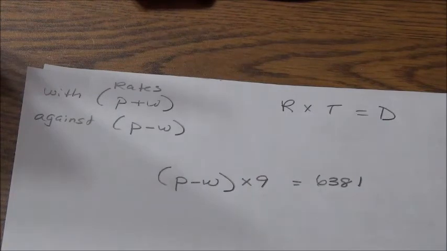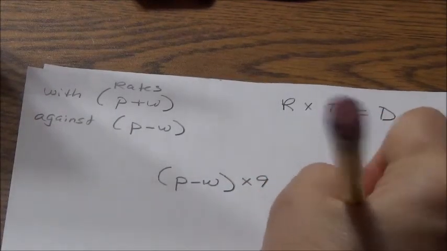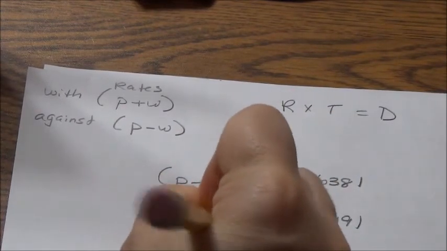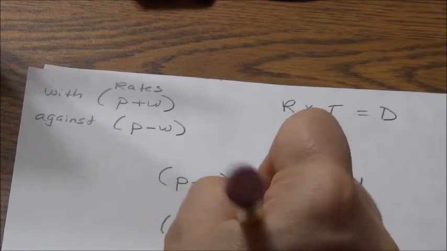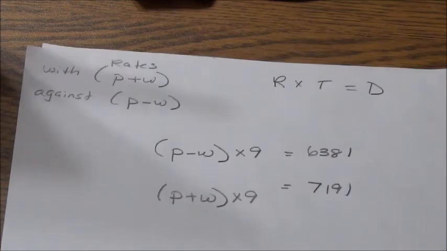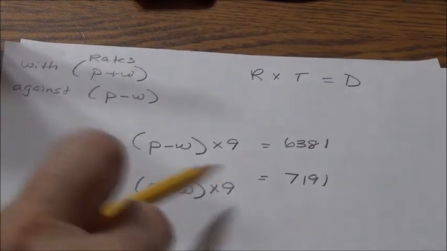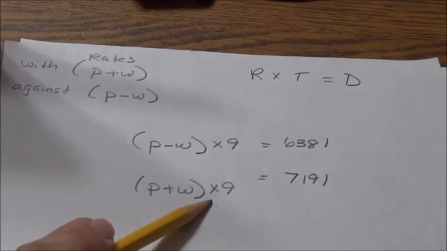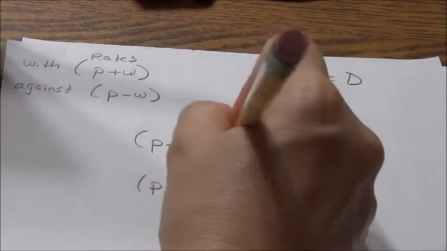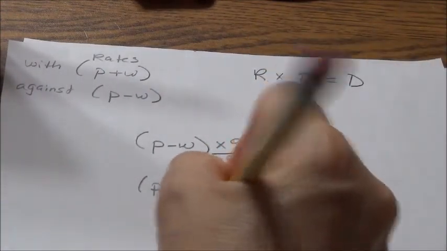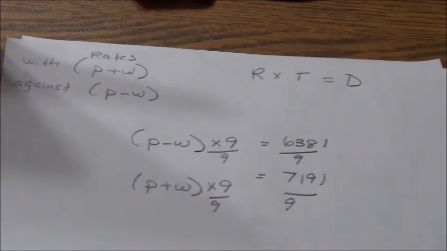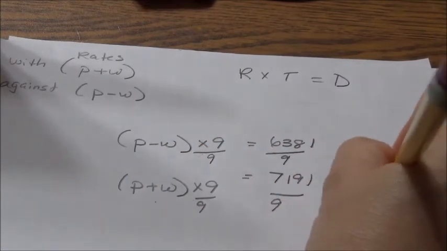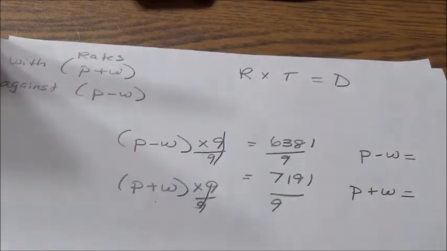The other part of that, we went 7,191 kilometers. This time we were going with the wind, so plane plus the wind, in the same amount of time, so the same amount of time is still the 9 hours. So what they're going to do when they have these problems is they're going to go ahead and divide each of the equations by whatever the time was. In this case, the time happened to be the same, so the 9 hours. So we're going to divide by 9 here and divide by 9 here. And so what happens is here we're going to get P minus W equals something. Here we're going to get P plus W equals something. My 9 hours cancel out.